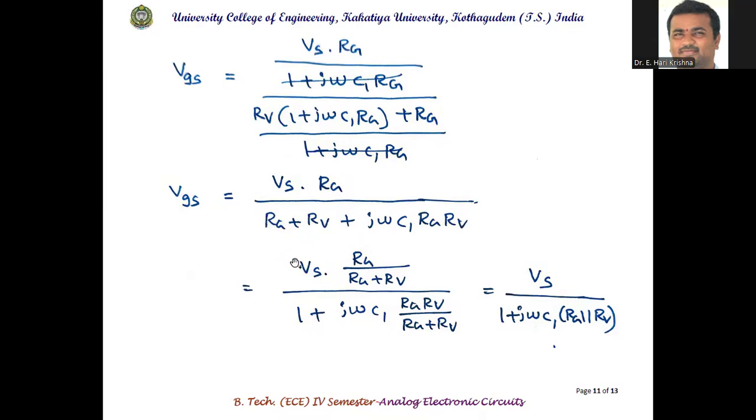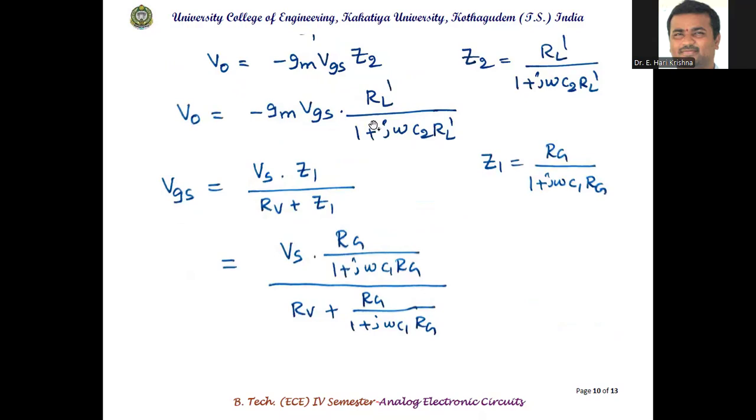So VGS is equal to Vs into RG by RG plus Rs, divided by 1 plus j omega C1 RG Rs divided by RG plus Rs. And this expression looks like a parallel combination of RG and Rs. So I take it as RG parallel Rs. This is VGS. We'll make the substitution of VGS in this equation.